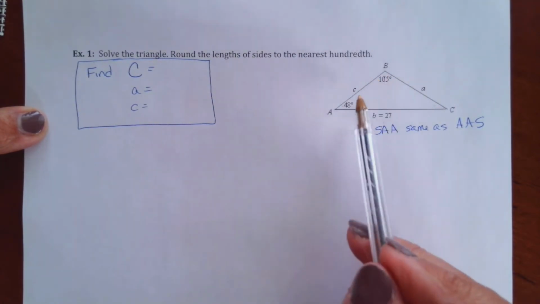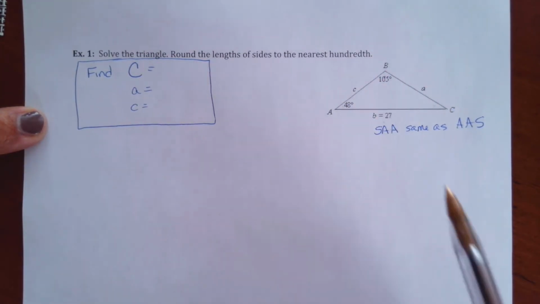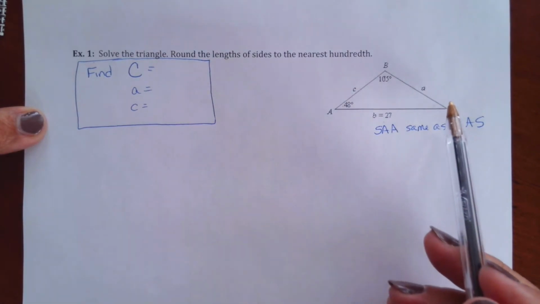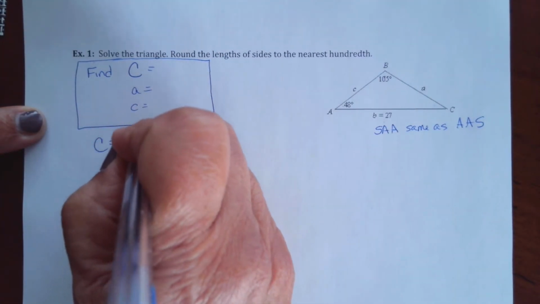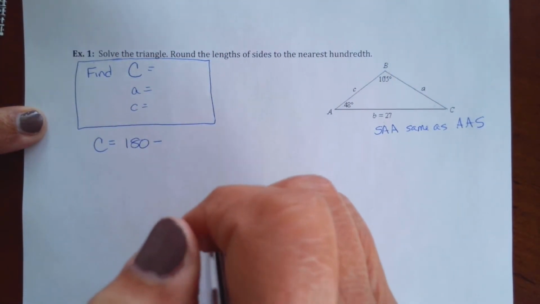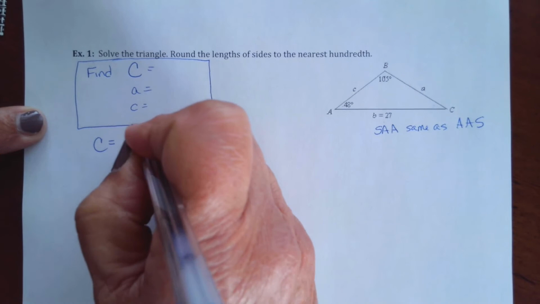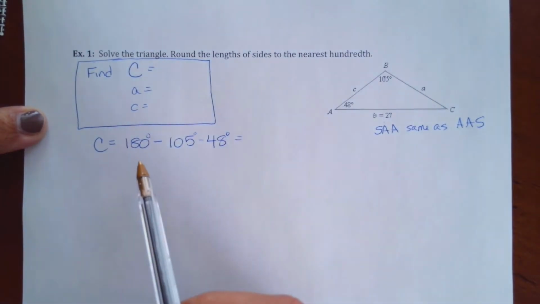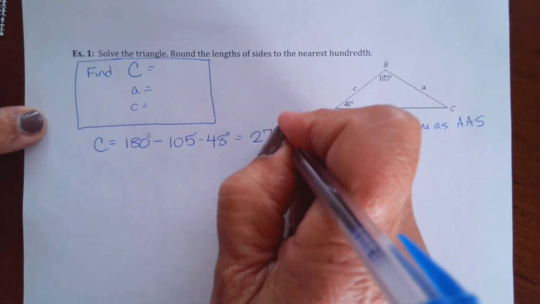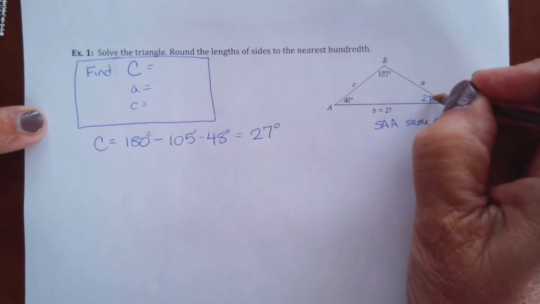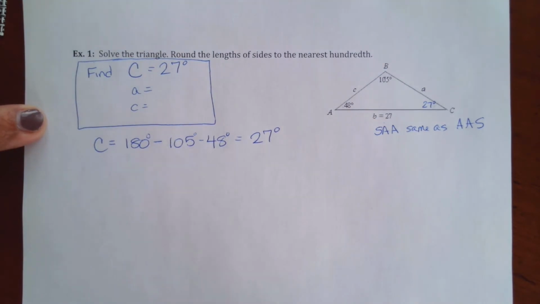All right, so easiest thing to find right off the bat would be angle C, because I know that all three angles of a triangle have to add up to be 180 degrees. So if I add these two up and subtract from 180, that would give me angle C. So that's an easy thing to find. So angle C would be 180 degrees minus 105 minus 48. Start with 180, subtract those two, that will give you angle C. So angle C ends up being 27 degrees. So now I know that. All right, so found one of my three missing pieces.